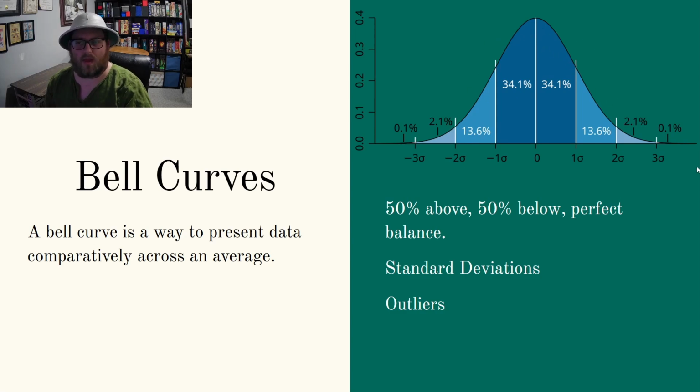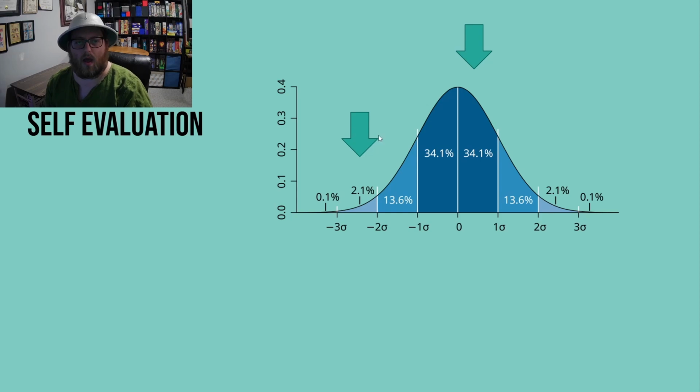Now, what's this have to do with Amtgard, right? Great question. When you do self-evaluation, you can look at the bell curve, and it'll help you understand where you are in comparison with other people. How can we do that?